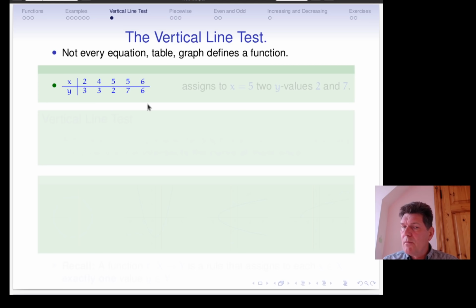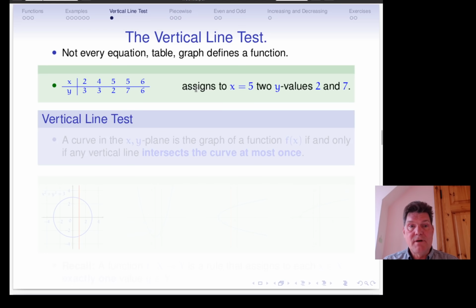What causes a problem in terms of reading this table as a function that assigns to each x a unique value of y is the fact that the number 5 occurs twice here, because this leads to here assigning the number 2 to 5, and here we assign the number 7 to 5. Which is which? This table does not define a function because the x value 5 here is used for two different y values.